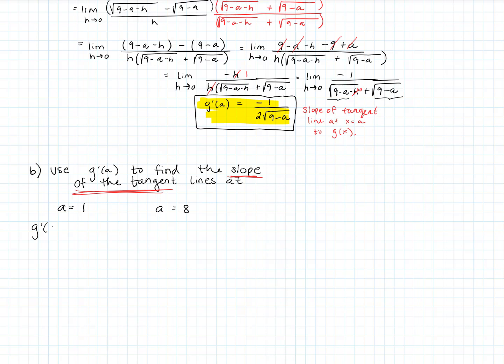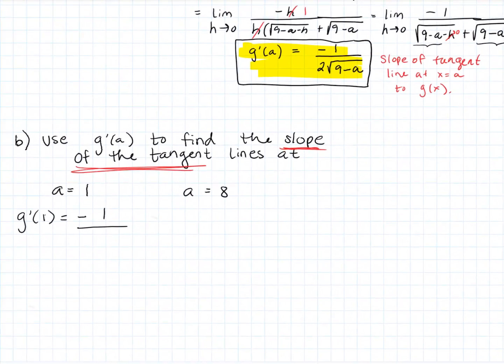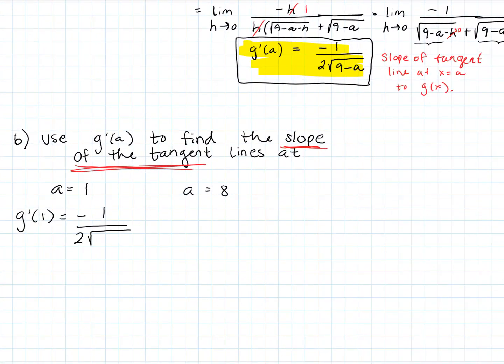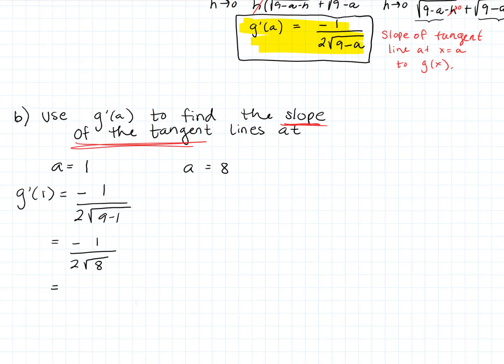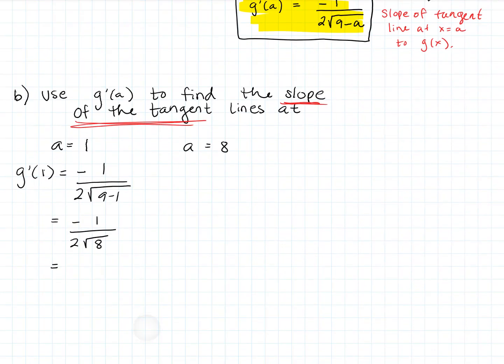So to find the slope of the tangent line at a equals 1, I just find g prime of 1. And I have a formula for g prime of a. So I plug in 1. So negative 1 over 2 times the square root of 9 minus 1. And of course, that's just negative 1 over 2 times the square root of 8. And that's a little bit unsimplified. So we could keep going and say, okay, well, that would be negative 1 over 2 times, square root of 8 becomes 2 root 2. So that would actually be 4 root 2.